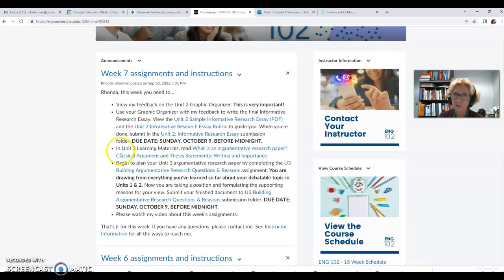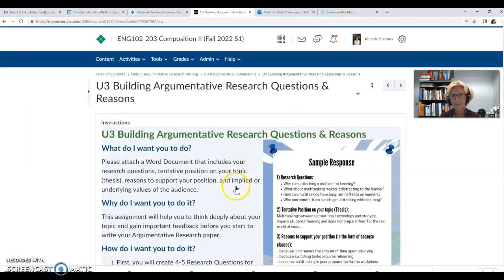Moving on to Unit 3, you are going to do some additional reading. So there are links here to 3 web pages, and these are all important things for you to read. So please make sure you do your reading. Then you are going to work on the first assignment in Unit 3, which is building argumentative research questions and reasons. The link here will take you to that assignment.